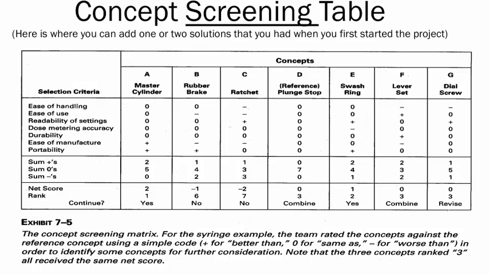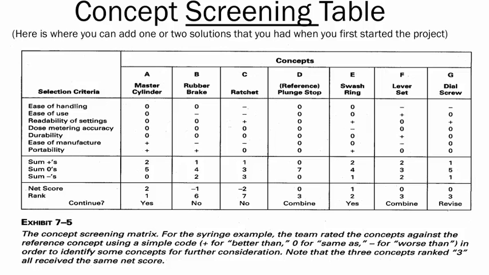Your criteria, you know what those are because you have either asked the customer or you've been given those in class. And then you pick one of these ideas as a reference idea. The reference idea should be one that you know and understand pretty well, and probably one that would be pretty normal design, or maybe a standard design that you would see, or maybe close to a standard design. So in this case, the plunge stop, which looks like a standard syringe, has been chosen as the reference idea. In that reference idea, you put all zeros, and you're done with that one.